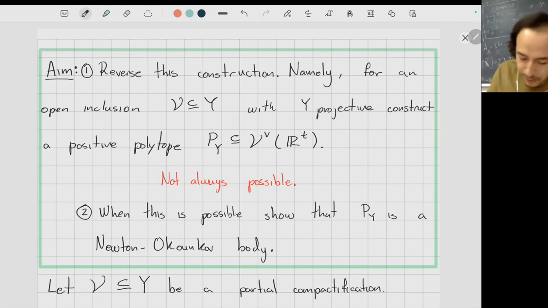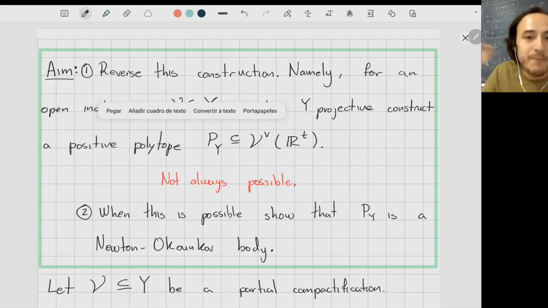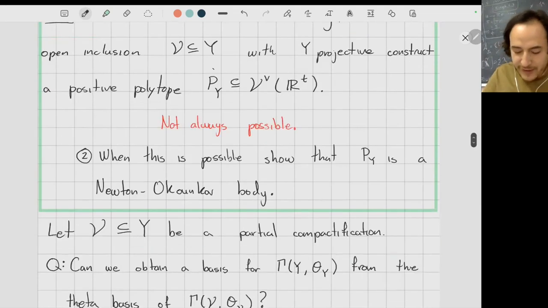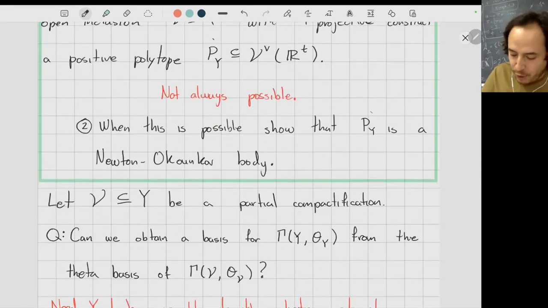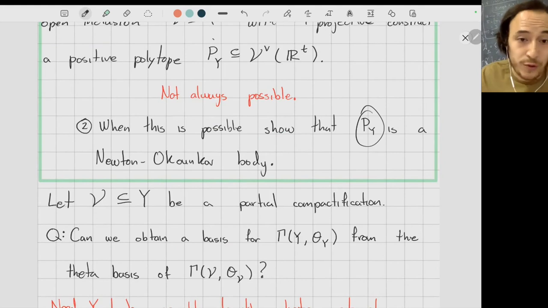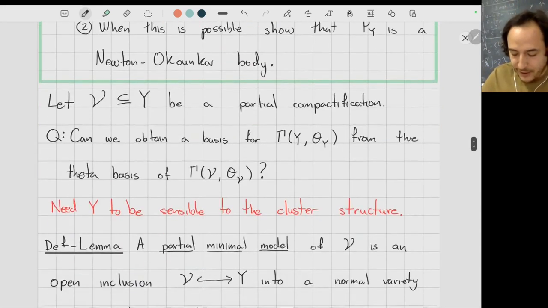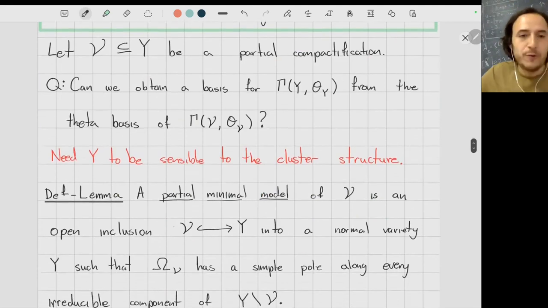And this is not always possible. We need this inclusion to respect something. We need this Y to somehow remember the cluster structure. I'm going there in a second. And second, this polytope can be understood as a Newton-Okounkov body for a certain valuation in a certain ring.